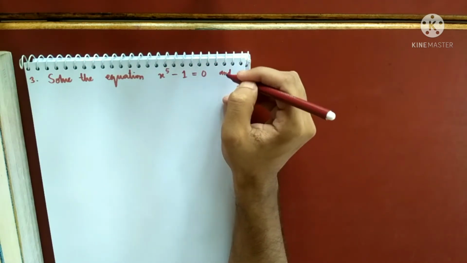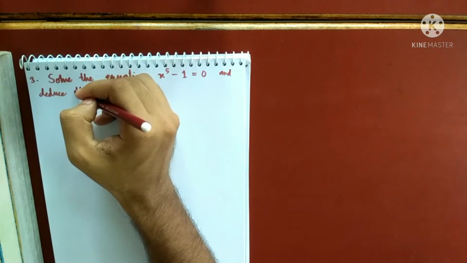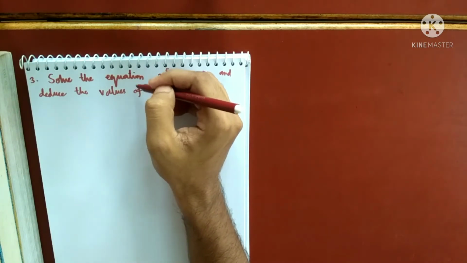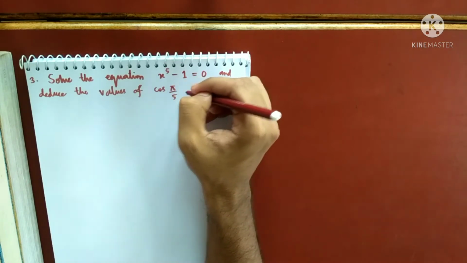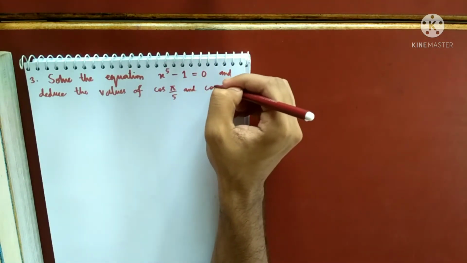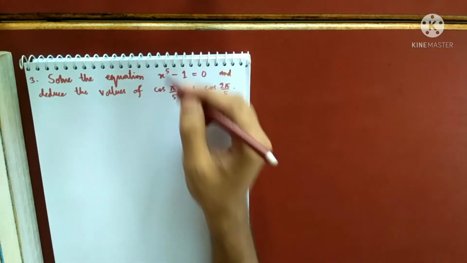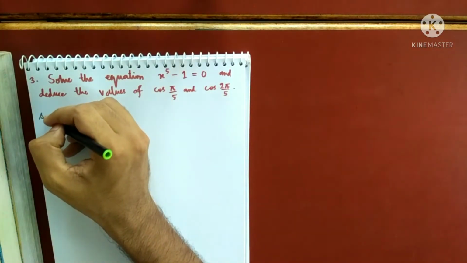and deduce the values of cos pi by 5 and cos 2 pi by 5. So I have to find the solutions of this binomial equation, and with those solutions you have to obtain the values of cos pi by 5 and cos 2 pi by 5. So solving this is very easy.